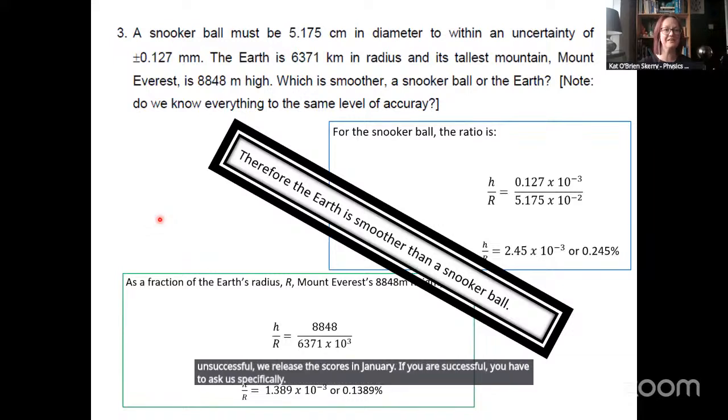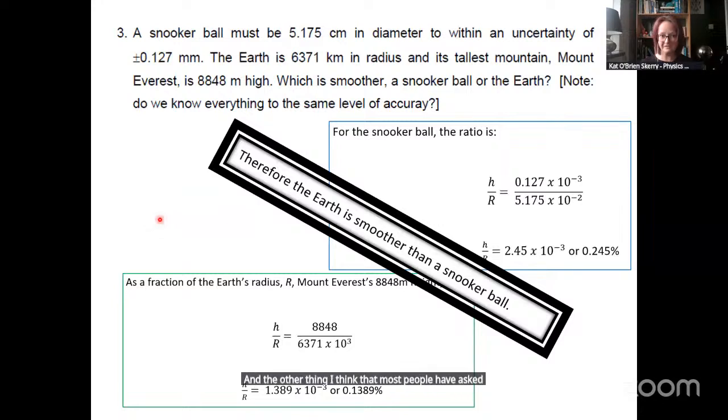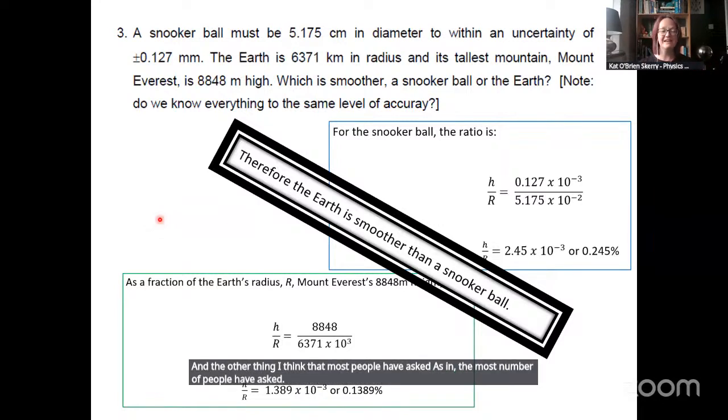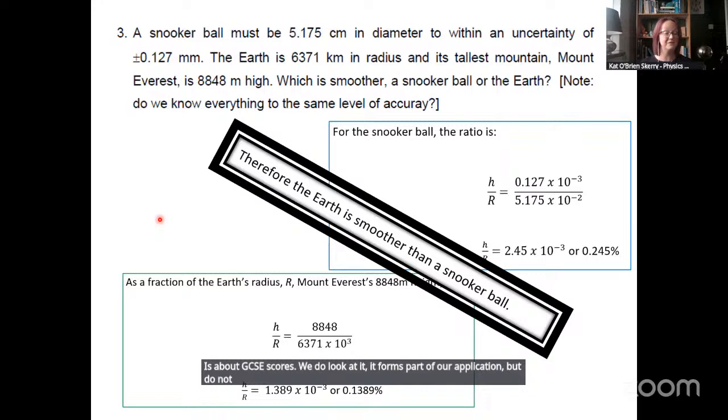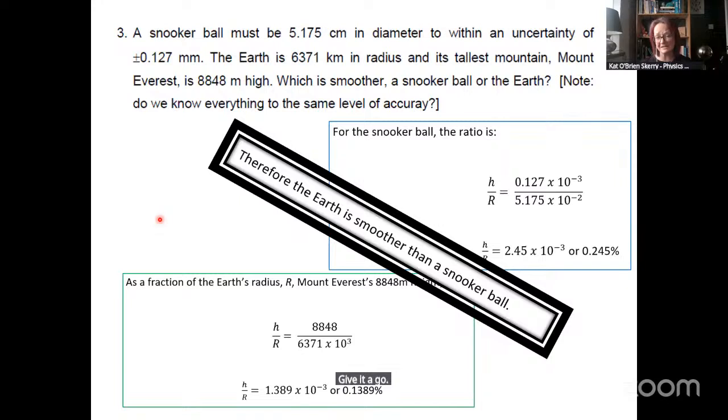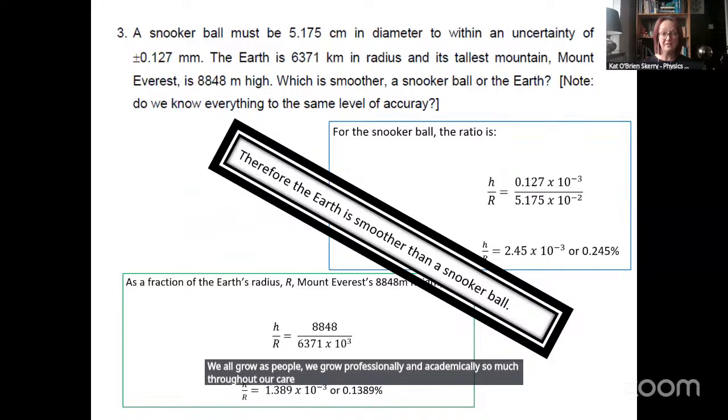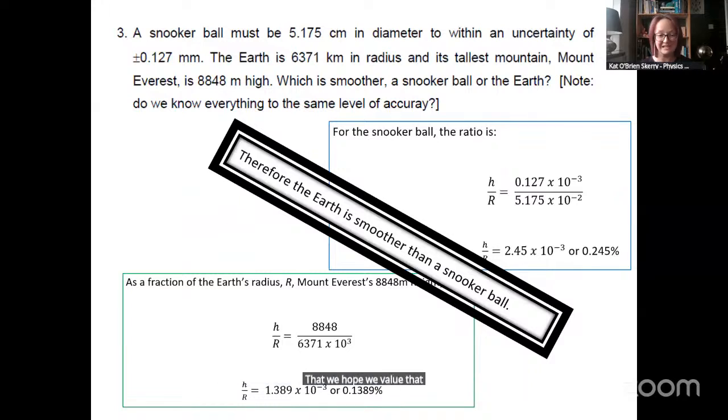And the other thing I think that most people have asked, as in the most number of people have asked, is about GCSE scores. We do look at it, it forms part of our application, but do not be put off applying if you don't think you've got the GCSE scores for it. Give it a go. A really good PAT score, a great interview, a good application, good predicted grades, all of those things are far more important than your GCSEs. We all grow as people, we grow professionally and academically so much throughout our careers that we hope we value that in you as well.